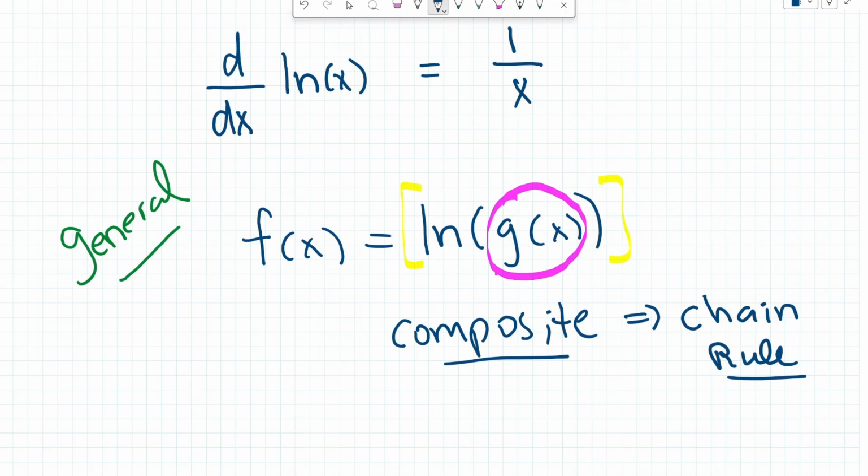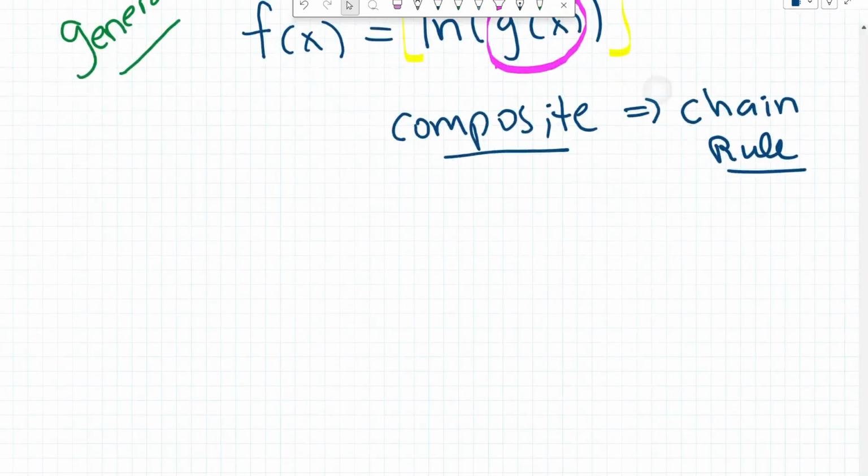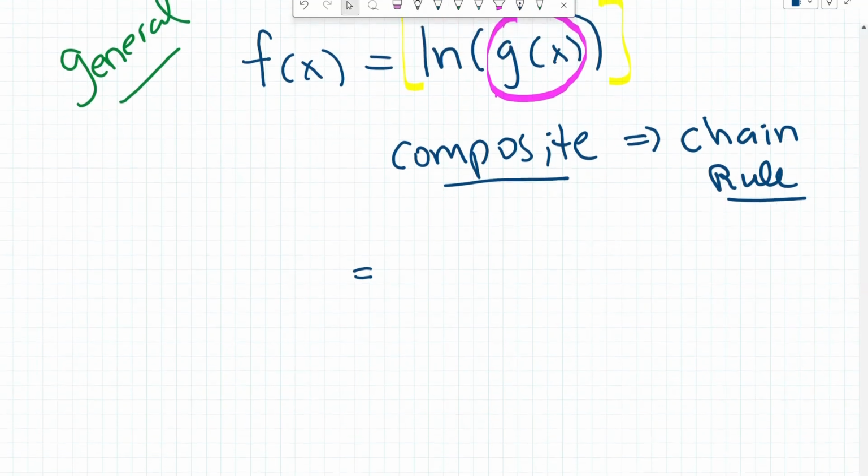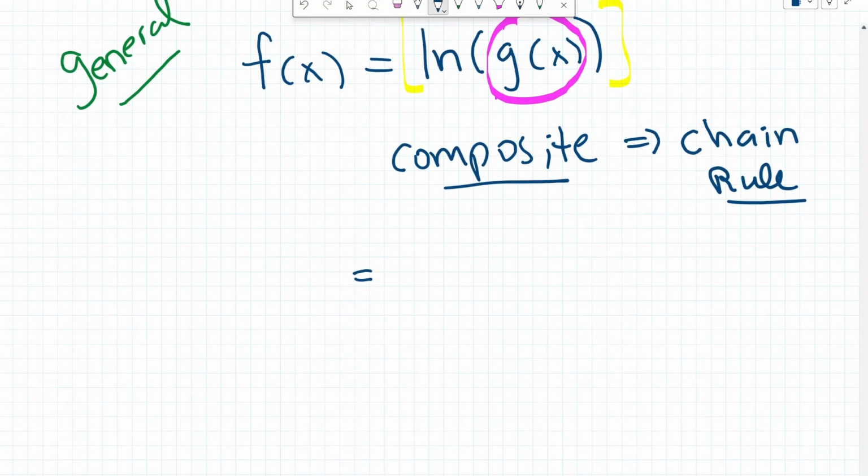So this will give us a more general way to find the derivative. Following our chain rule, let's see what we get. Chain rule means you have to take the derivative of the outside and then you have to take the derivative of the inside function.